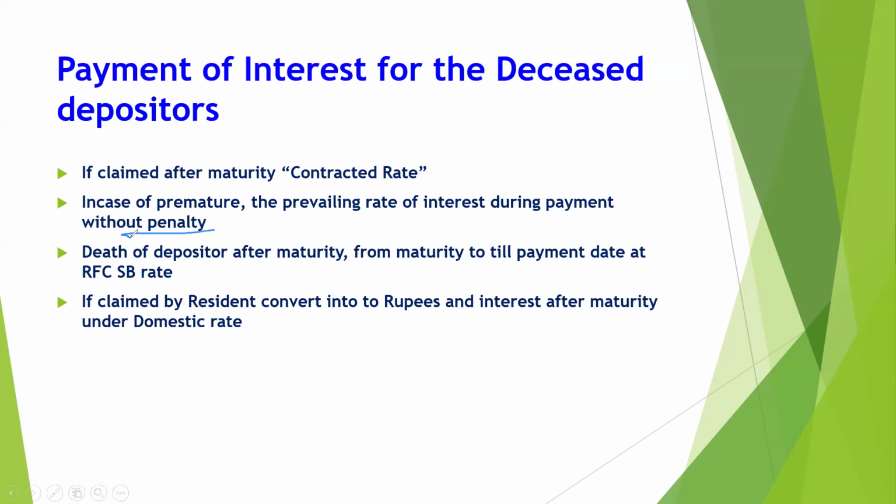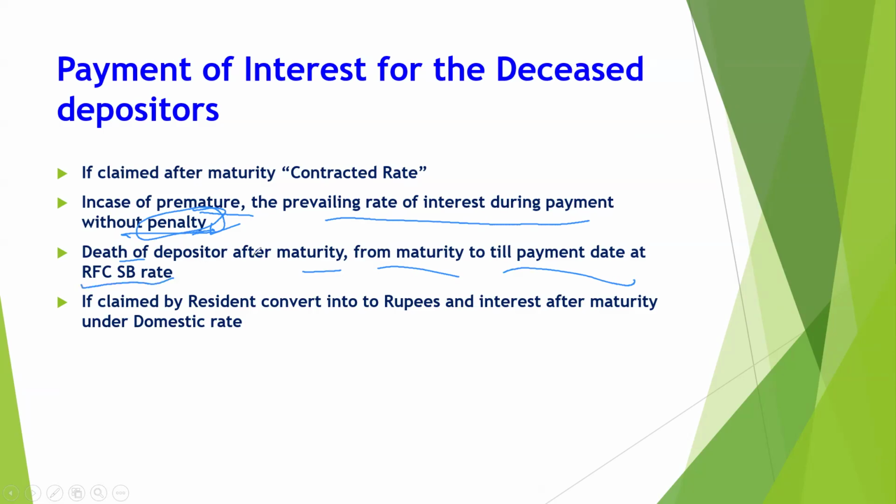it is a case of death only, and claim settlement. In claim settlement, premature is allowed, and whatever the prevailing rate is, payment will be done, and there will be no penalty. Okay, so for death of the depositor after maturity, from maturity till date, it is at the RFC savings bank rate. Okay, this you can remember.